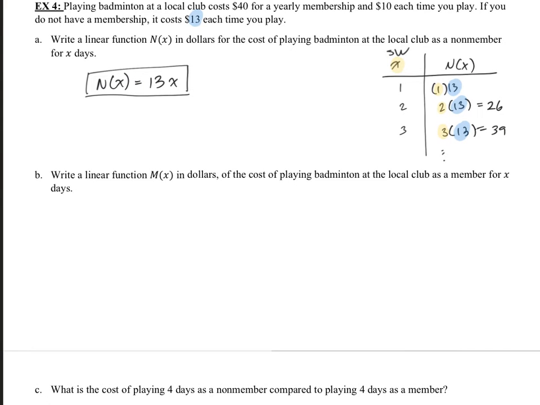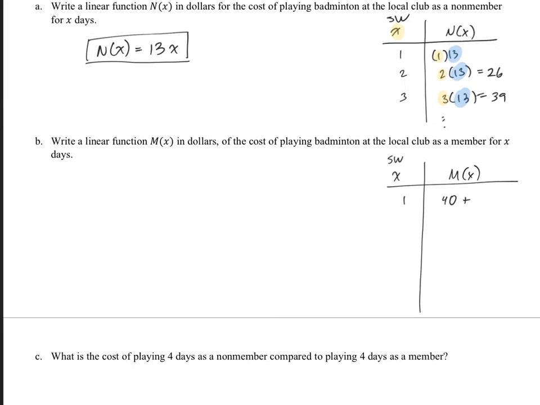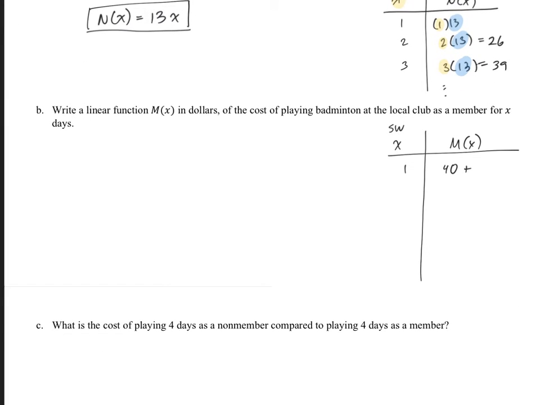Now try to see if you can find the linear function for part B by yourself. Well, for part B, we're trying to write a linear function m of x. So instead of n, m of x in dollars for the cost of playing badminton at the local club as a member for x days. Well, what would that look like for my scratch work? We have x and we have m of x this time. So if I play 1 day, I have that base pay of $40, right? So I have $40 plus, let's see, I pay $10 each time I play, right? $10, and then the $40 for yearly membership. So that would be 40 plus 10, which would be $50.